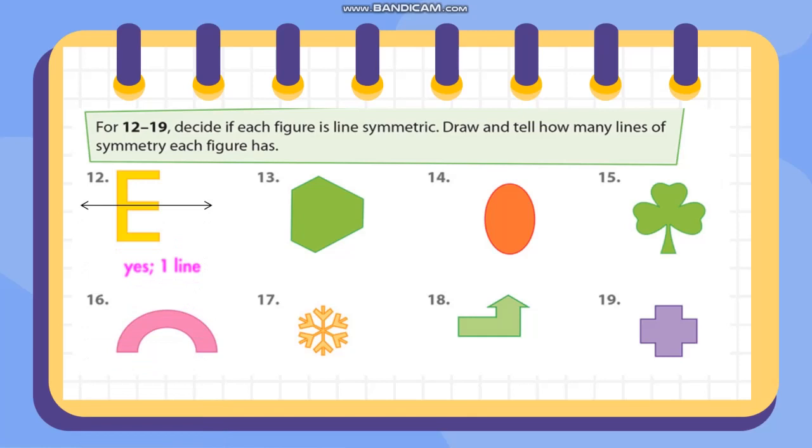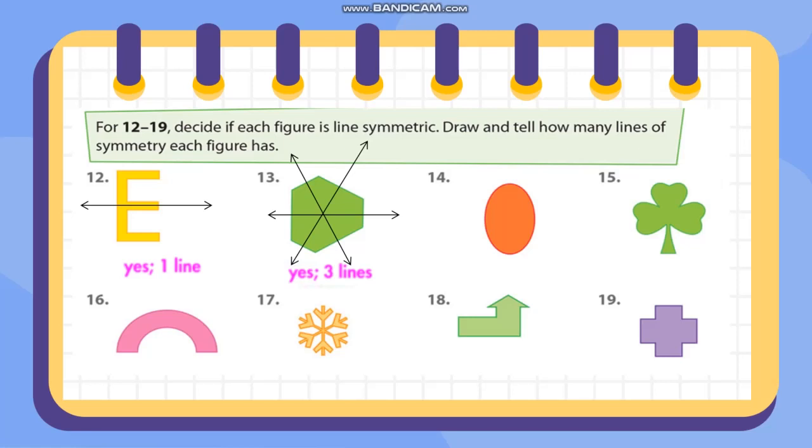Next, number 13. Is that figure line symmetric? The answer is yes, and there are 3 lines. Where are they? So the first one is that. That is the first line of symmetry. The second line of symmetry is this, and the third line of symmetry is this one. That's why there are 3 lines of symmetry.